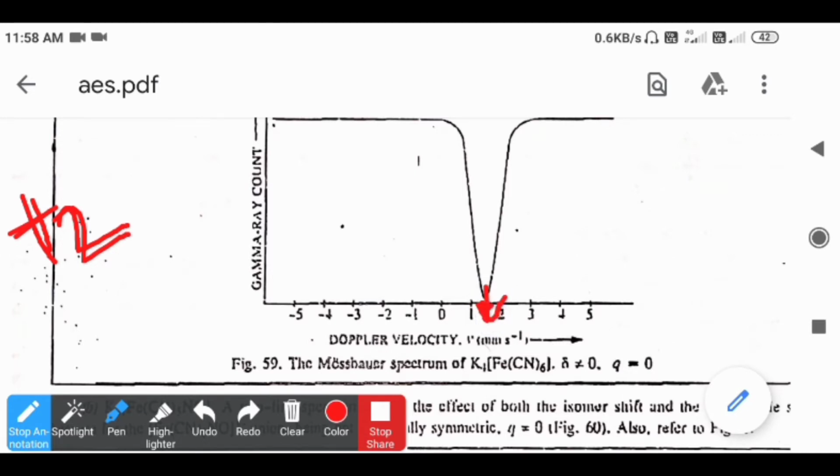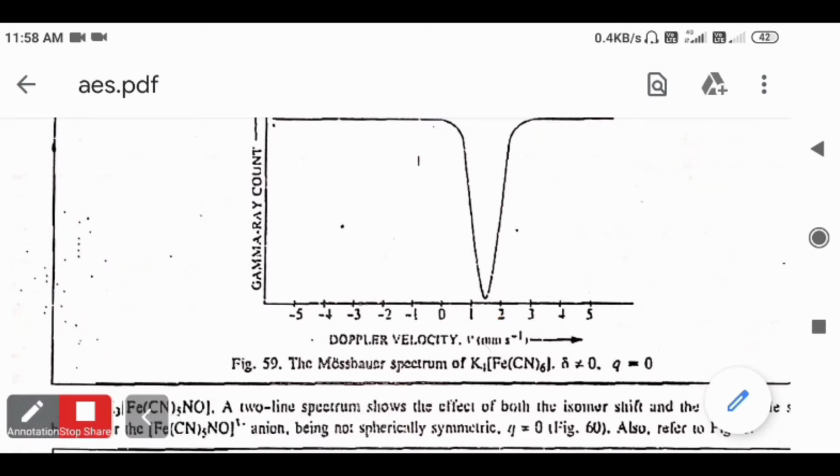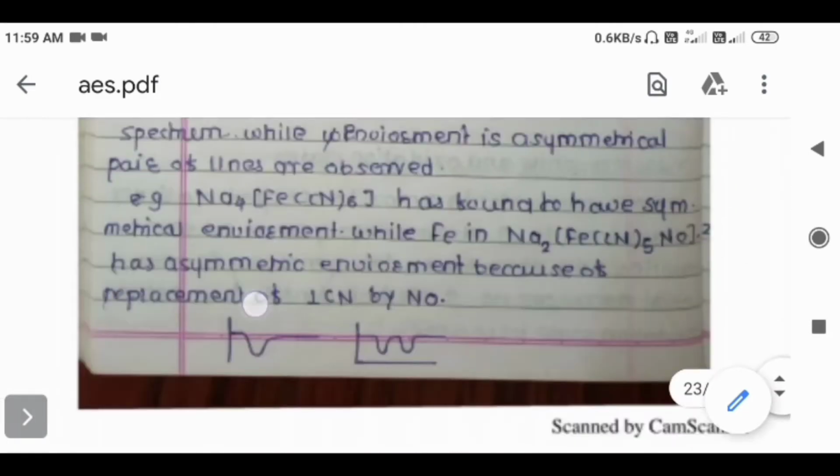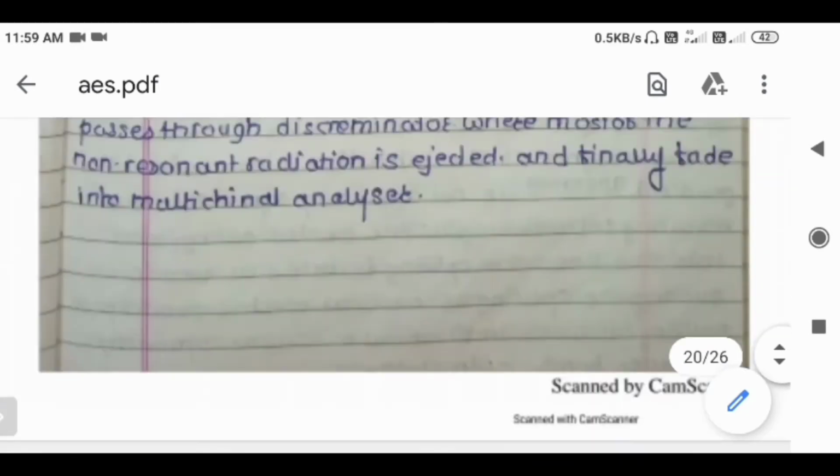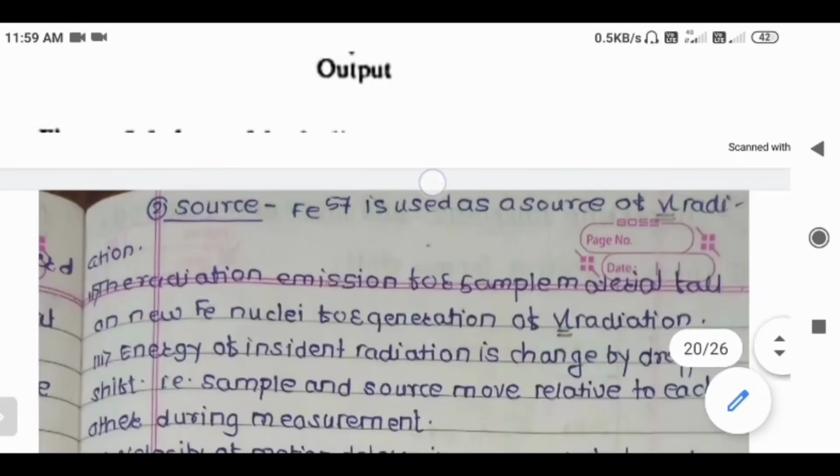But if we increase the oxidation state to +3, +4, +5 and +6 and so on, we get a decrease in the Doppler shift. A decrease in the Doppler shift means we are not moving the absorber and source together. We are moving the source for a negative Doppler shift, which will be clearer in the instrumentation.